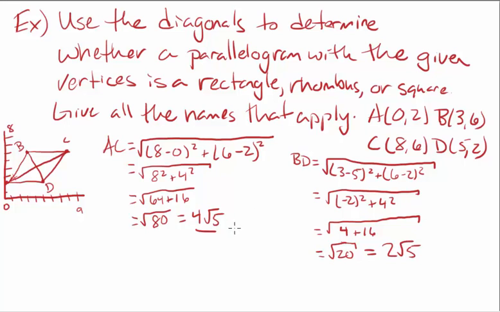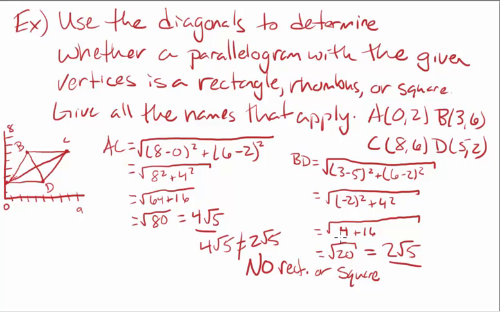So in fact, 4 square root of 5 and 2 square root of 5 are not equal. And so we know that this will not be a rectangle or a square. Again, 4 square root of 5 does not equal 2 square root of 5. So no rectangle or square.